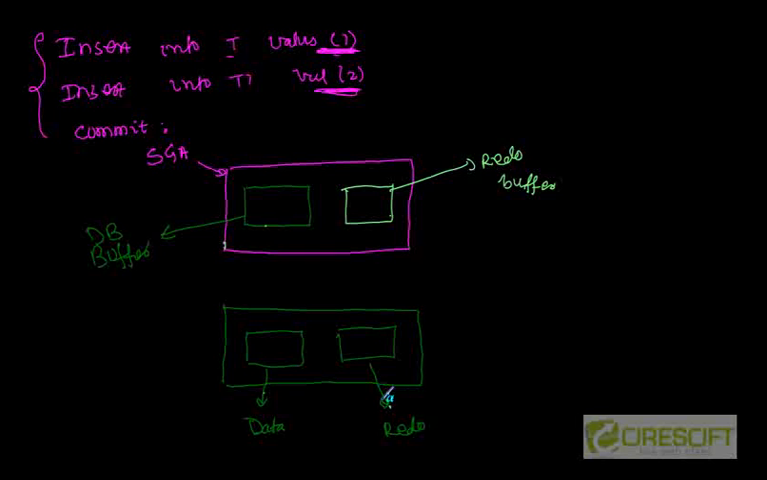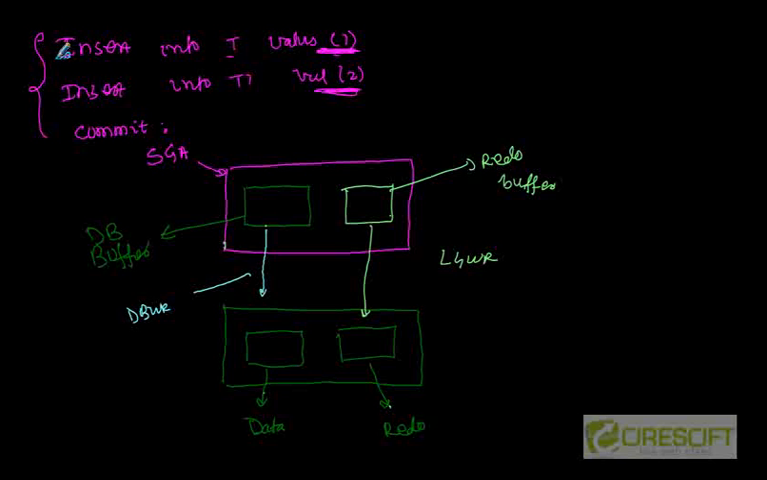Then I have two background processes. One is LGWR, the log writer, which writes from the redo buffer to the redo log file, and I have another process called DB writer, which writes from the database buffer to the database.